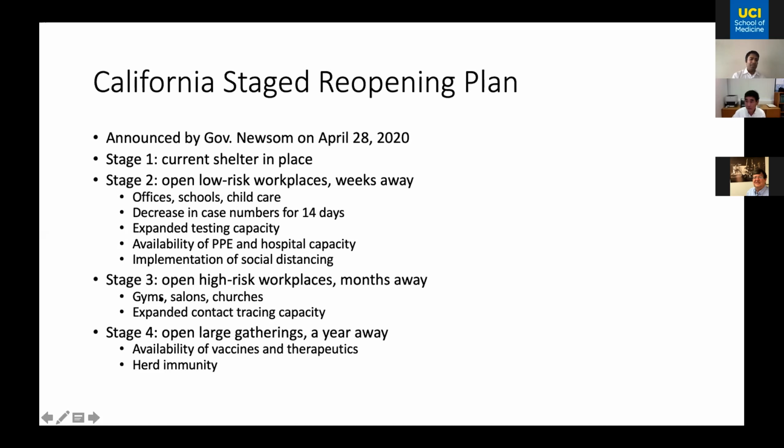High risk workplaces are places where people have personal contact, like gyms, salons, potentially churches. And this could be months away because we really need better testing and better contact tracing capacity, where I can actually trace cases in the community. And stage 4 is like sporting events, concerts. That probably requires either a vaccine or a really, really good therapeutic, or herd immunity. So that's where we're at.